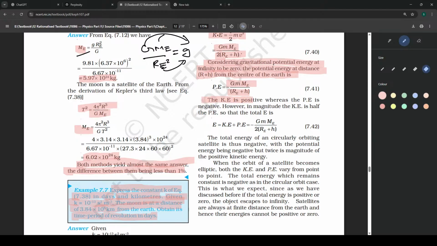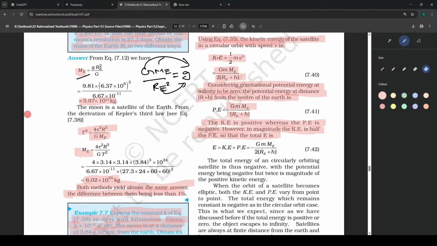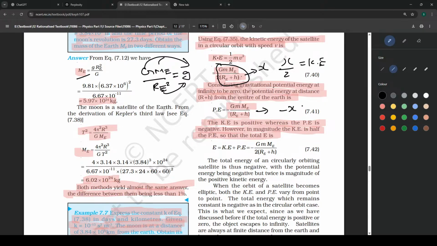Kinetic energy is positive, whereas the potential energy is negative. However, in magnitude, kinetic energy is half the potential energy. Why we say it is half the potential energy is because if we consider GMm by (Re plus h) as x, here it is x by 2. X by 2 is kinetic energy, and minus x is potential energy. So if we add them both, we will get minus x by 2. That is what we got here.